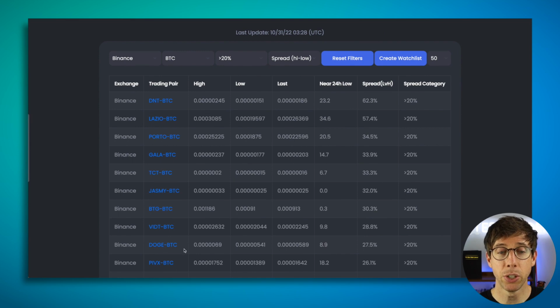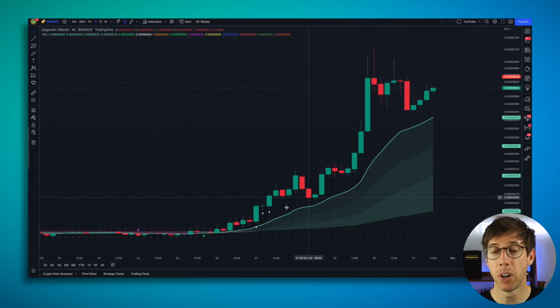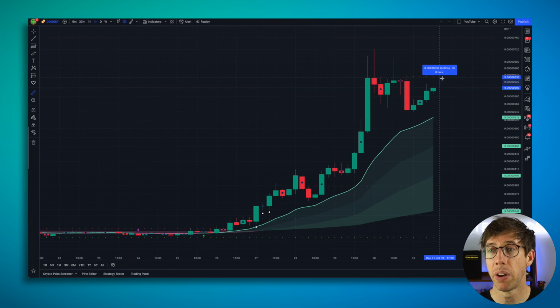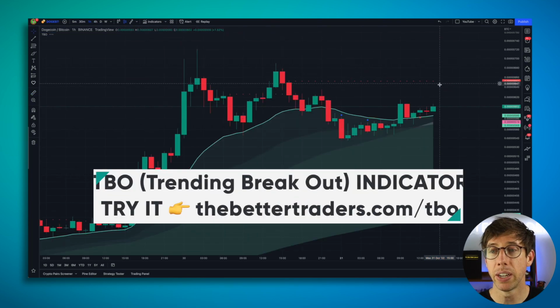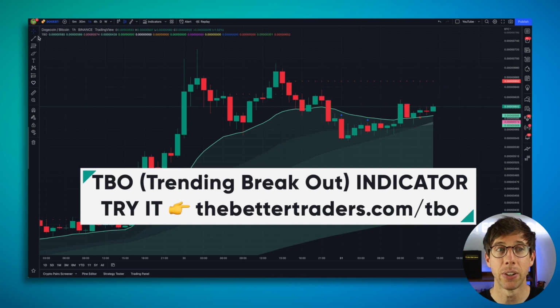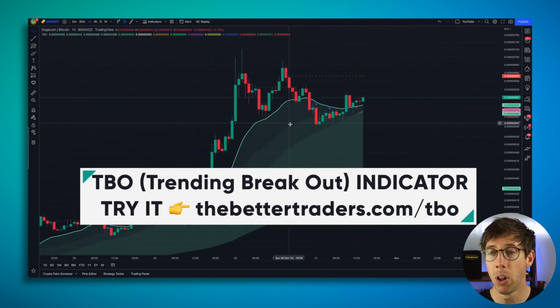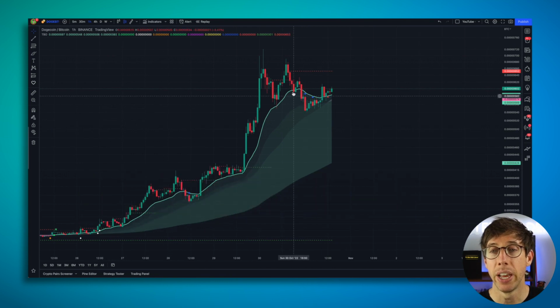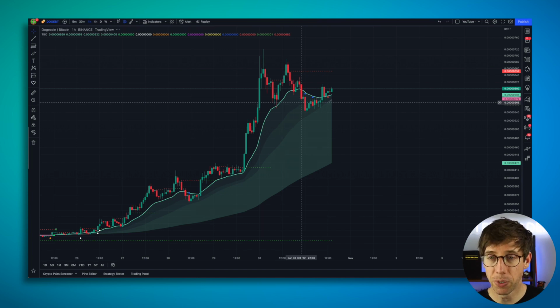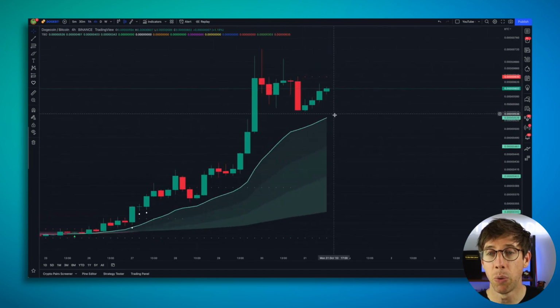After checking out a lot of these trading pairs, this one seems like the best one. Doge has been in a very strong uptrend because of recent news about Twitter. I'm looking for a quick trade, and I want to see if I can just take profit here at 5%. The indicator that I'm using right here is called the Trending Breakout Indicator, the TBO, and I use this for all of my trades. Essentially, what it does is it tells me the strength of the trend and where the trend might be changing. So I'm going to be using this chart to figure out if this is going to be a great one to trade.